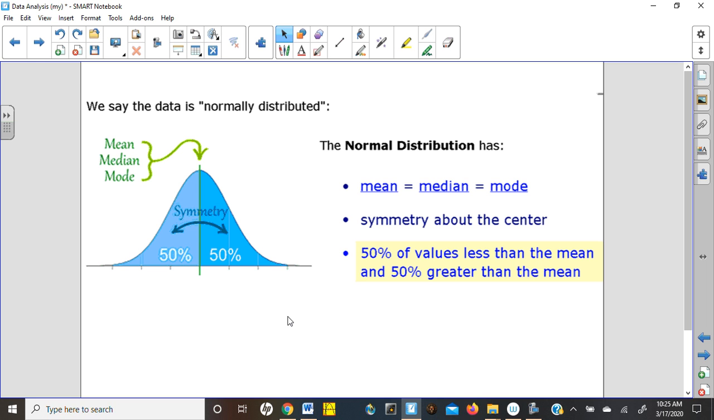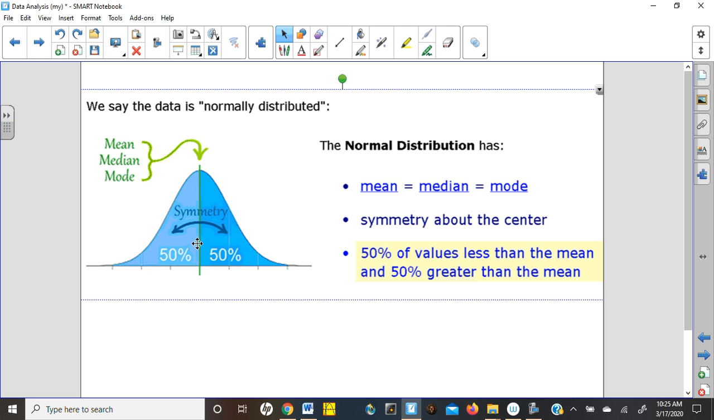What do we mean by normally distributed? Well, if it truly is a normal distribution, we have perfect symmetry around the mean. The median is going to be right in the middle with the mean, so those are equal. And as you can see, the highest part of this graph right here is that same middle number, so that means it's occurring the most.